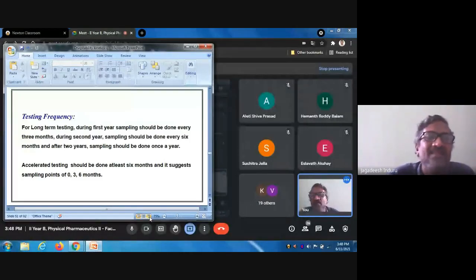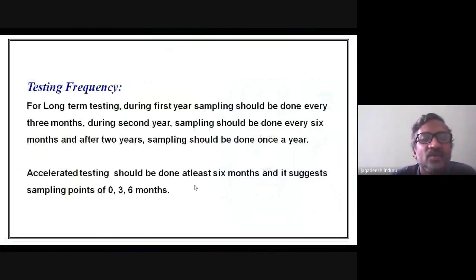And accelerated testing we need to do for at least 6 months. It is suggested that the sampling points are 0, 3, 6 months. Generally, we also conduct 1 to 3 months, because it will give confidence: 0, that is the initial sample, 1, 2, 3, 6 months. That is the 6th month. So this should be done for at least 6 months. But the mandatory data we need to supply to the regulatory bodies for approval is the 3rd month and 6th month data. Approval means you can enter the market by giving the data.